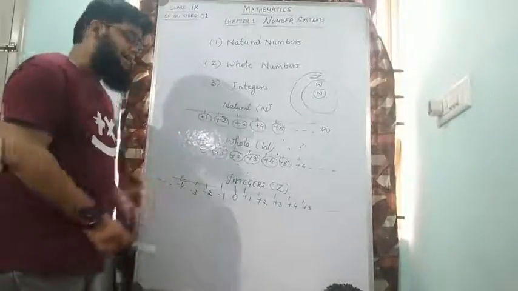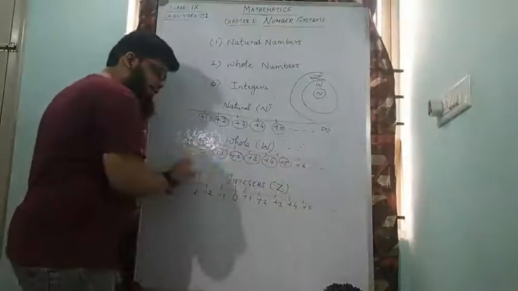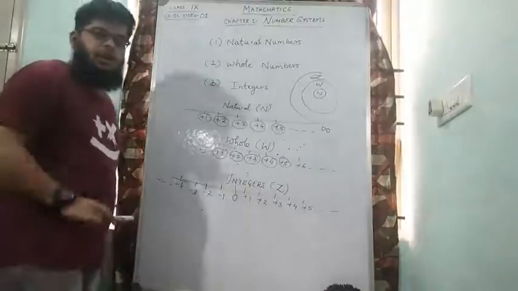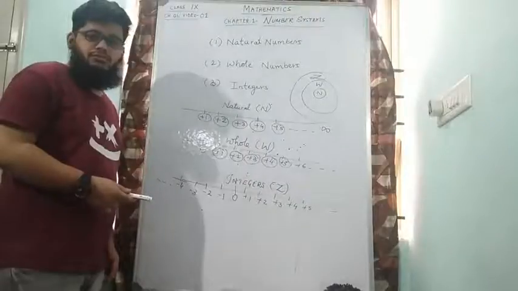Now let us say every whole number is also a natural number. How many of you think this is true?